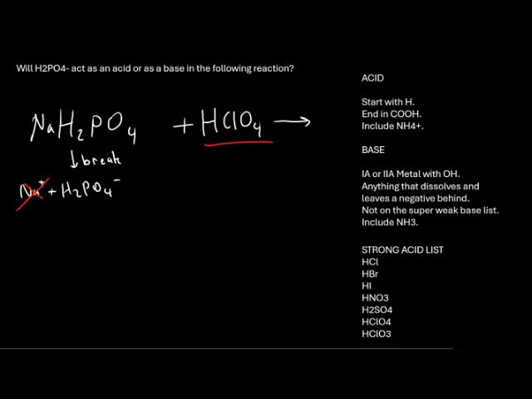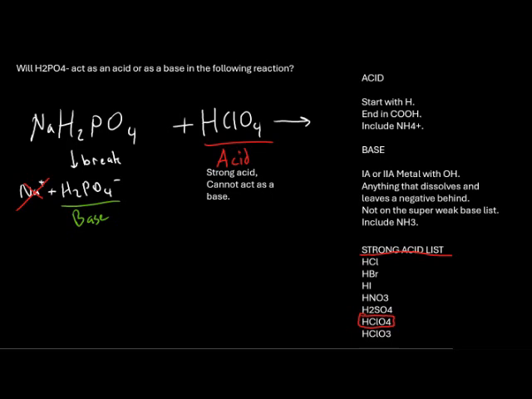HClO4 starts with H, but also notice that it is on our list of strong acids that I've written in the bottom right. Because the HClO4 is a strong acid, we can assume it will absolutely act as an acid, and it will never want to act as a base. Therefore, we now know that the HClO4 must be the acid, and because HClO4 must be the acid, the H2PO4- must be the base.